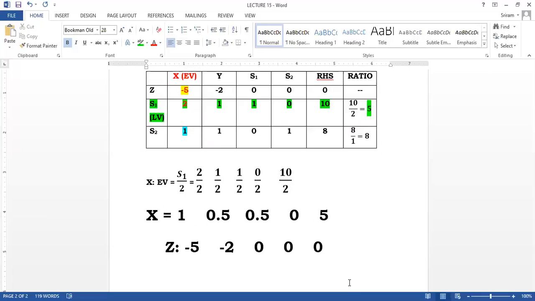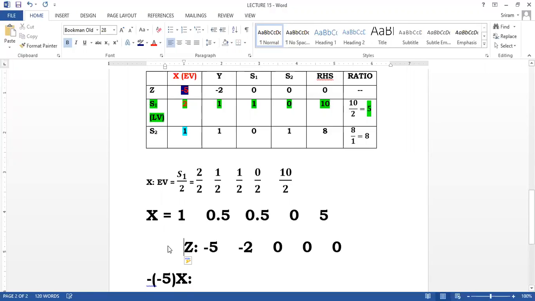Now I am going to take the opposite sign. What is the corresponding pivotal column element here? -5. I am going to take the opposite sign of the pivotal column element. If I have minus, minus will become plus. If I have plus, plus will become minus. Opposite sign. And I am going to multiply the values of x, which is called the entering variable. Minus into minus will become plus.